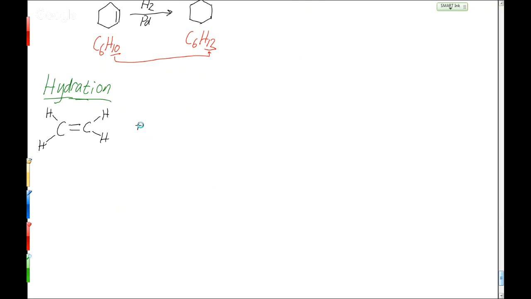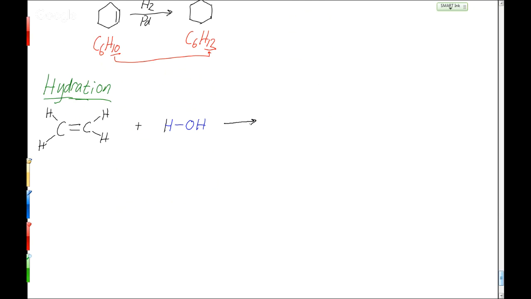All right, so addition of water. I'm going to draw it a little weird to make it look like what we just did, because they're very similar reactions. So instead of calling it just H2O, which is how we would normally write it, just for this example I'm going to call it HOH. So this adds just like HH.